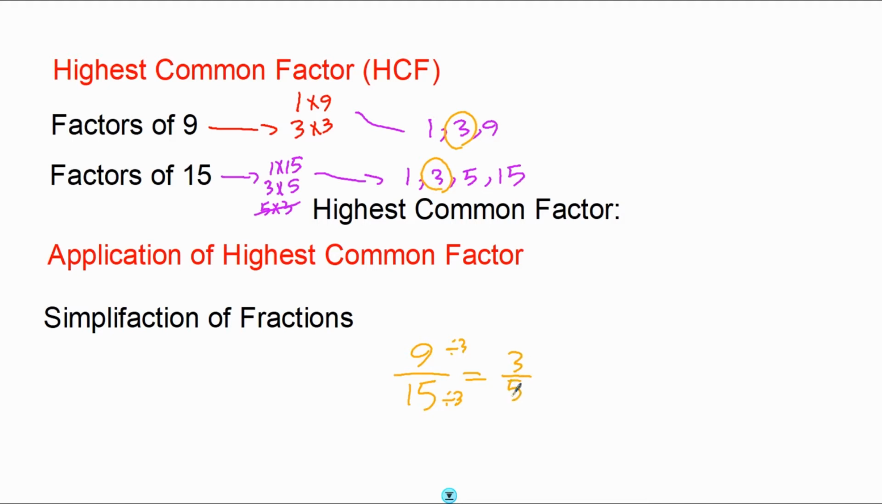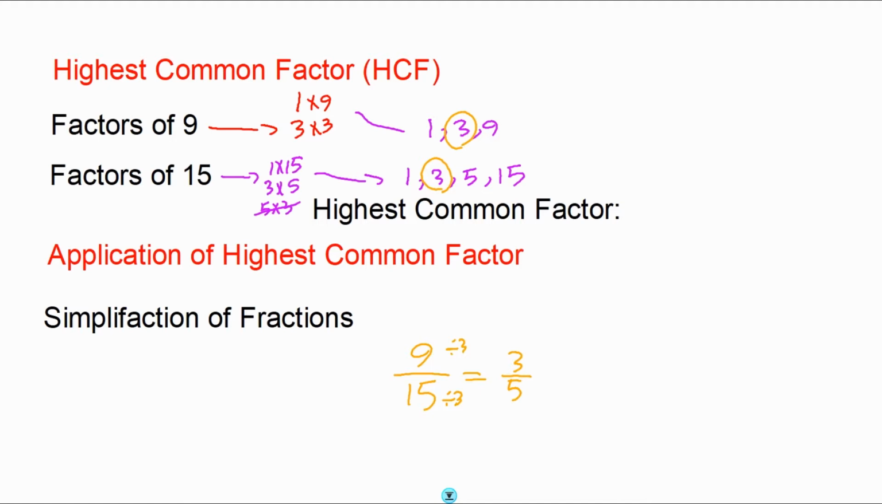And as you can see, this is the simplest form that we can get when simplifying 9 over 15. It is the simplest form because we have divided by the highest common factor, which between 9 and 15 is 3. So we have divided by the highest number that we could divide both of those numbers by. And that is basically the definition of highest common factor.